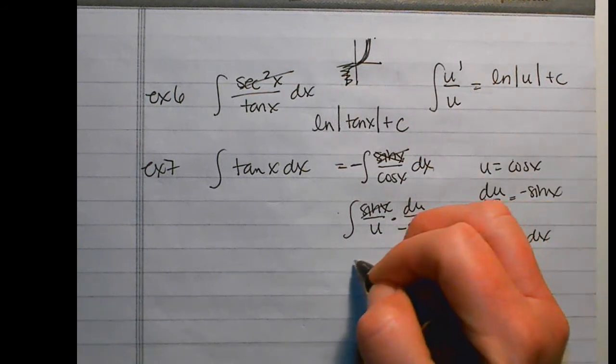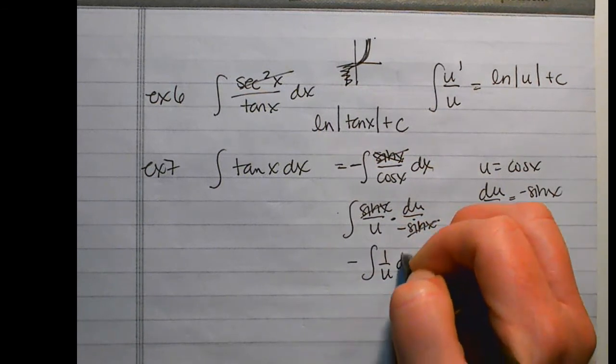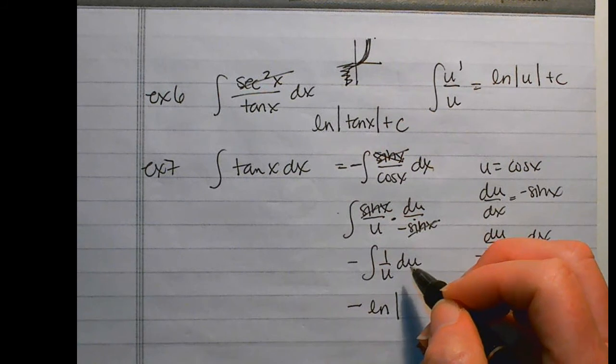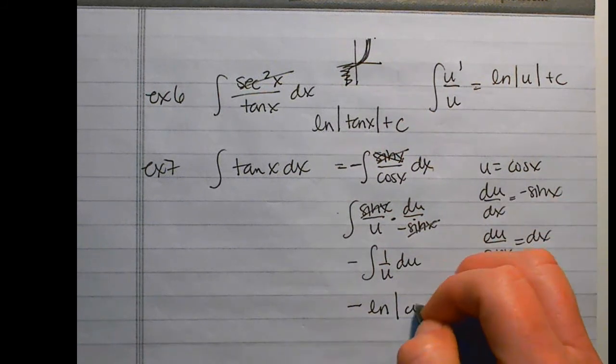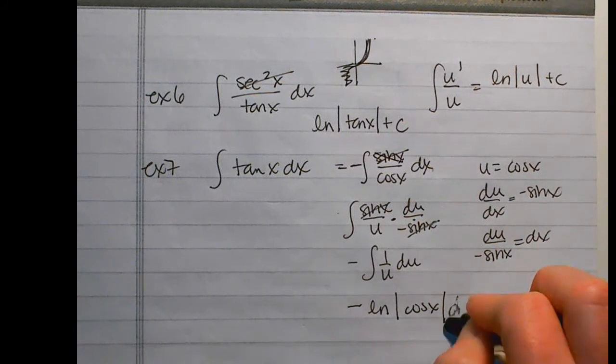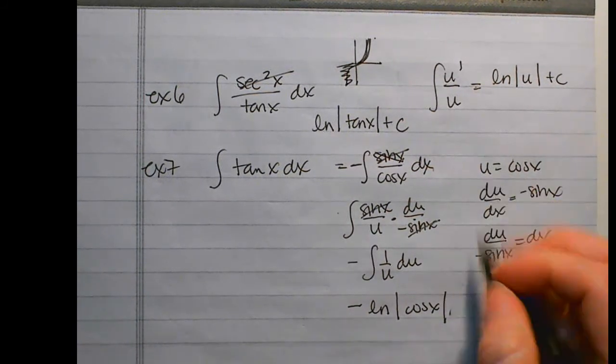So then I've got negative 1 over u du, which is going to be negative the natural log of u, which I said was cosine. And then I don't need a dx. Instead of dx, that helps you remember to write plus c.